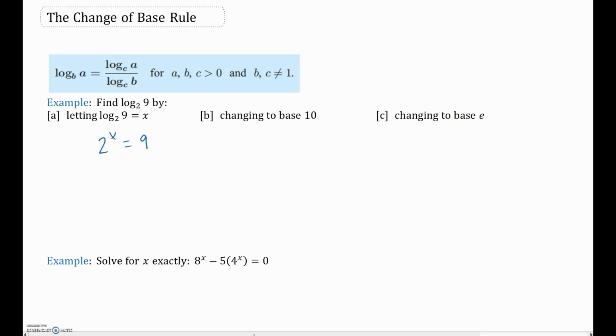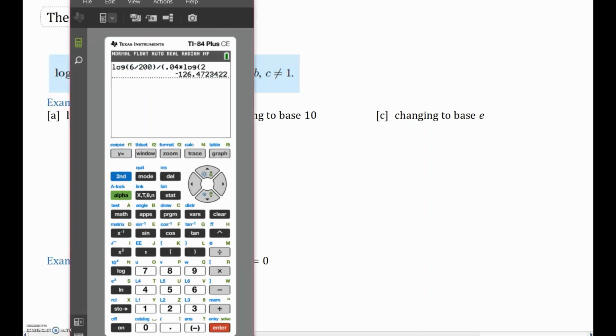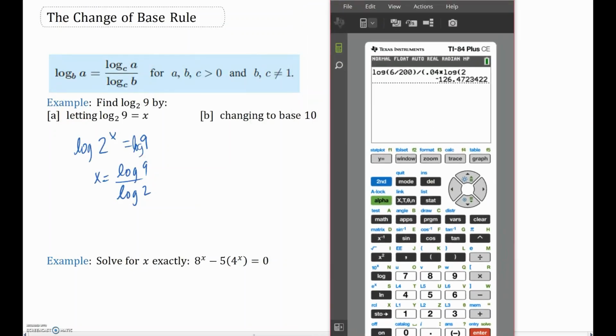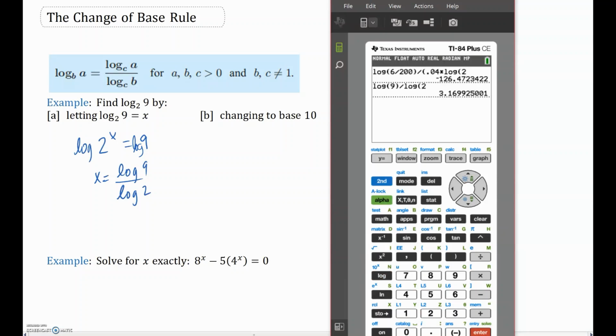We could also change the base if we wanted to. Maybe you don't know how to change the base yet, so I log both sides base 10, and I get x equals log 9 over log 2. If I do that, my graphing calculator will give me an answer. Let's go log 9, close that parenthesis, divided by log 2.